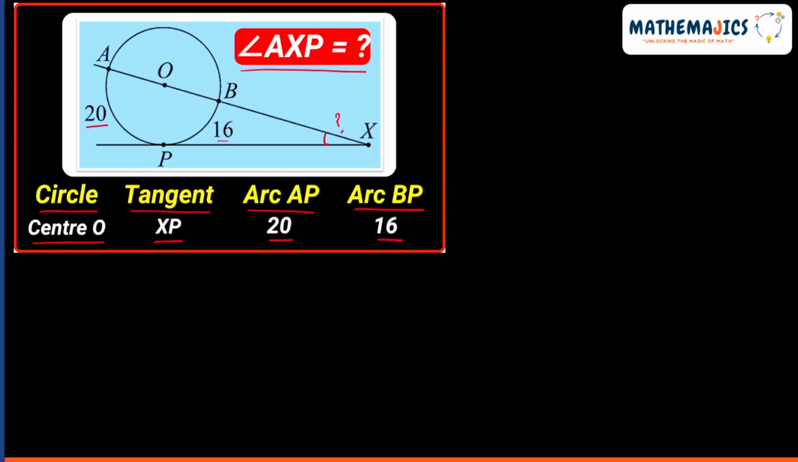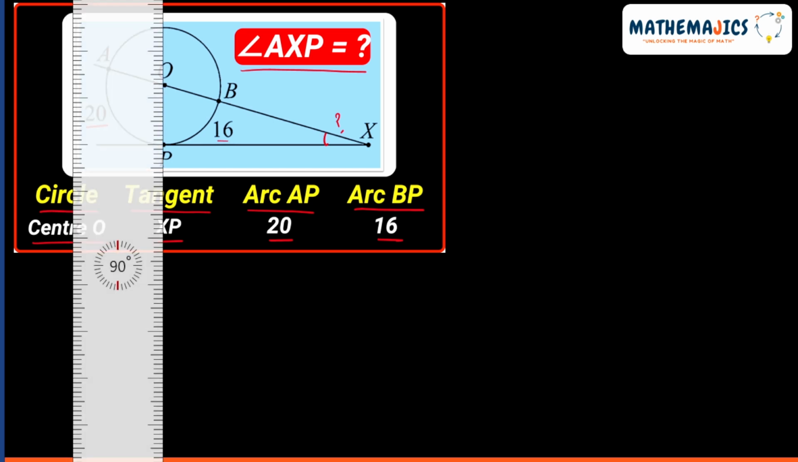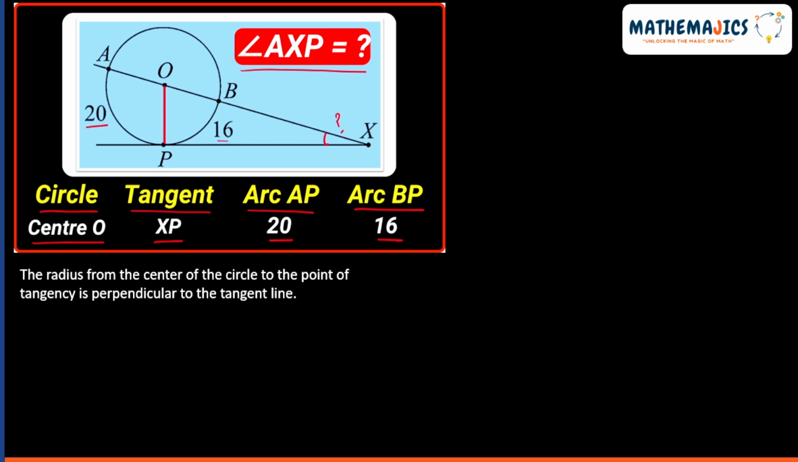Okay. Let's see what we can do. First of all, we will join point O and point P. Once we have joined point O and point P, we can use one property of circles. That property says that the radius from the center of the circle to the point of tangency is perpendicular to the tangent line. That means this angle will be 90 degrees.